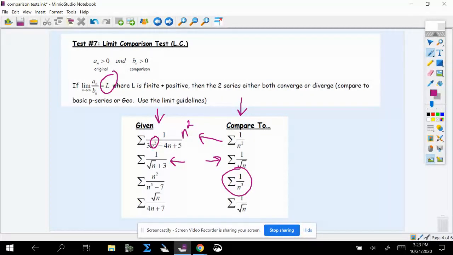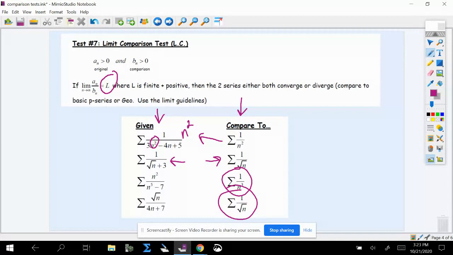For the last one, since I have a square root of n, or an n to the 1/2 on the top, and an n to the 1st on the bottom, I want to compare it to 1 over n to the 1/2, or 1 over the square root of n, so that when I divide by that fraction, I will multiply by the reciprocal, and I'll get the same degree. So it works really, really nicely with p-series.